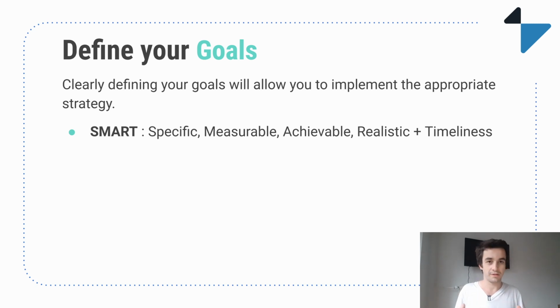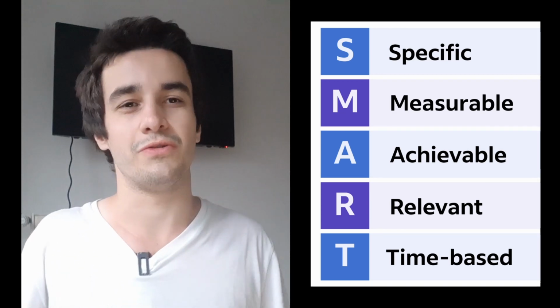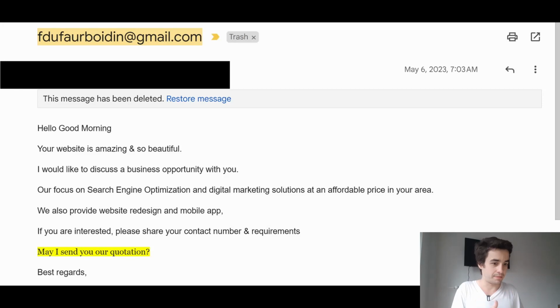The SMART method is probably the best one to describe what we are looking for. It stands for specific, measurable, achievable, realistic, and time-bound. One cannot deny that there is nothing specific with this email. I simply don't know what he expects from me. Does he want to offer me his SEO expertise, website redesign services, mobile apps? I don't know. The problem is that it seems like there are several objectives at the same time.